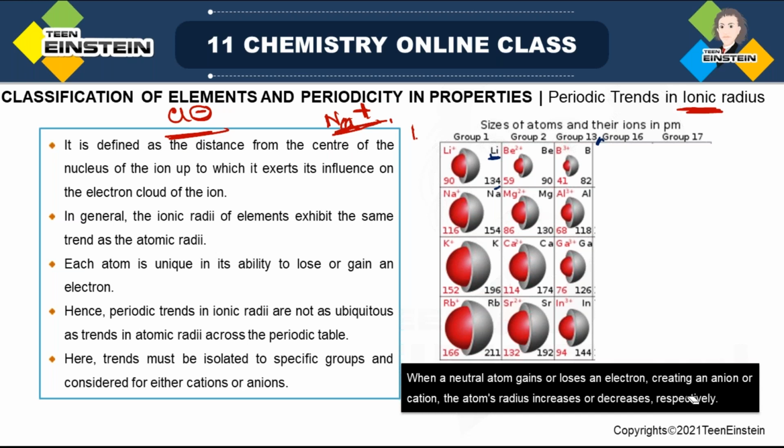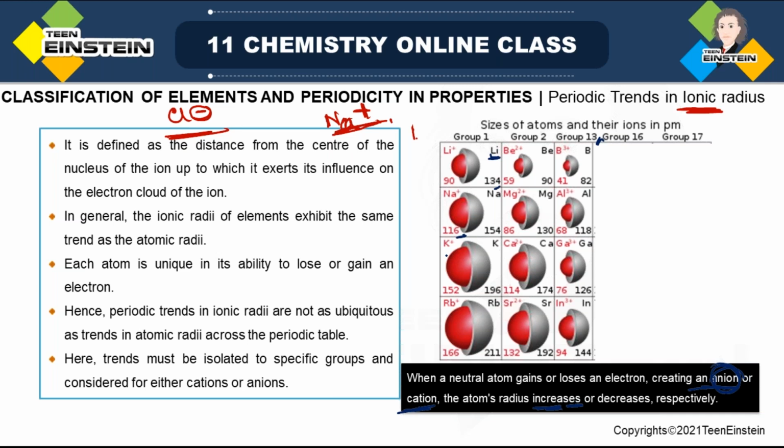So when a neutral atom gains or loses an electron, when it gains, it is an anion, and when it loses, it is a cation, then the atom's radius increases or decreases respectively. When it is forming an anion, it increases in size. When it is losing an electron and forming a cation, obviously there is removal of an electron, so the size will decrease. So that is the reason you can see for all these cations, compared to the neutral atom, the size value is less.